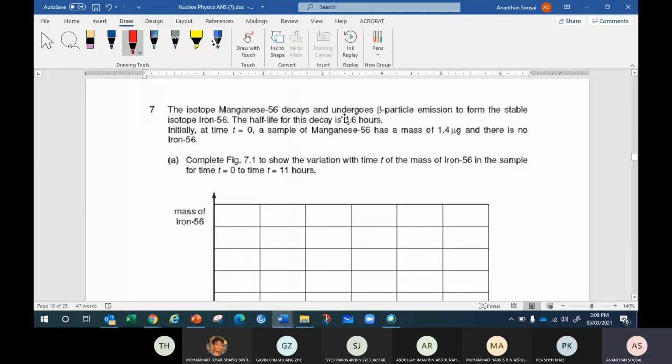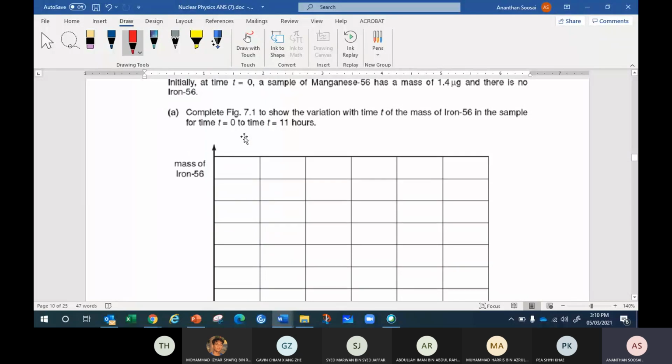The isotope manganese-56 decays and undergoes beta particle emission to form a stable isotope, iron-56. The half-life for this decay is 2.6 hours. Initially at time T0, the sample of manganese-56 has a mass of 1.4 microgram, and there is no iron-56. So purely manganese, 1.4 microgram, at time 0. Now what's the question?